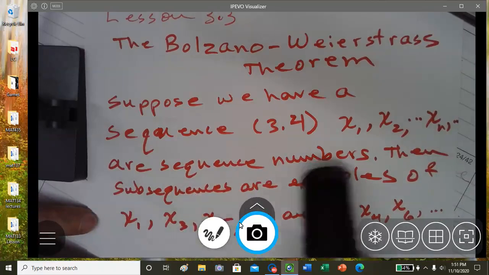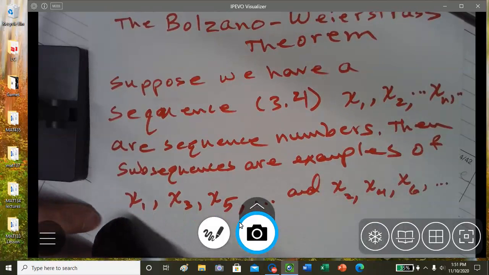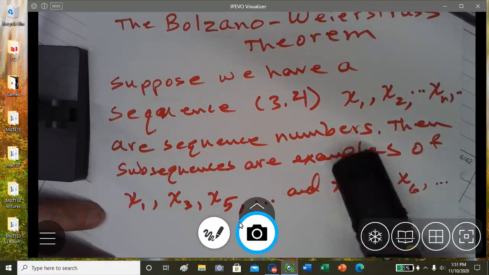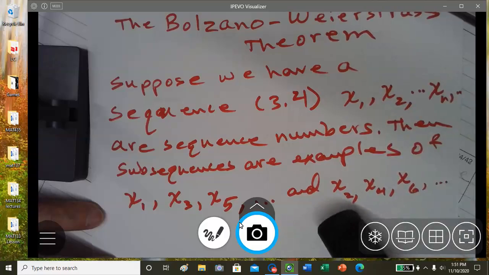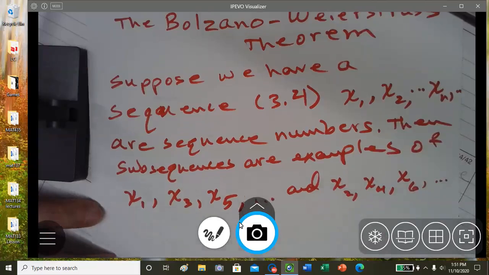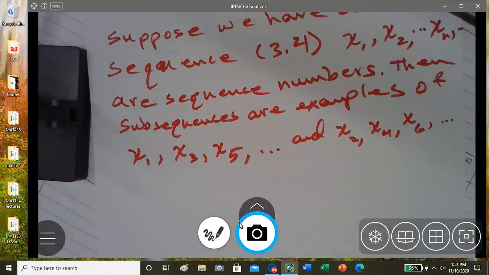Our sequence numbers, then subsequences could be x sub 1, x sub 3, x sub 5, which would be the odd numbers in the sequence, x sub 2, x sub 4, x sub 6. So they split off into subsequences.